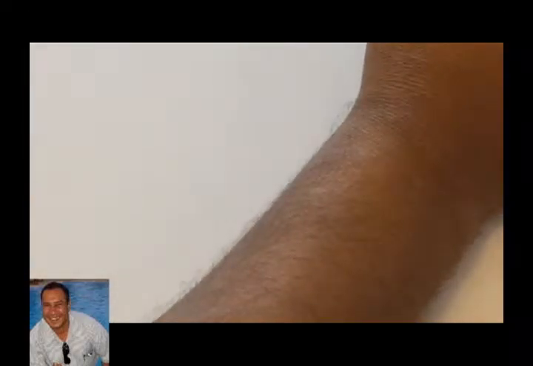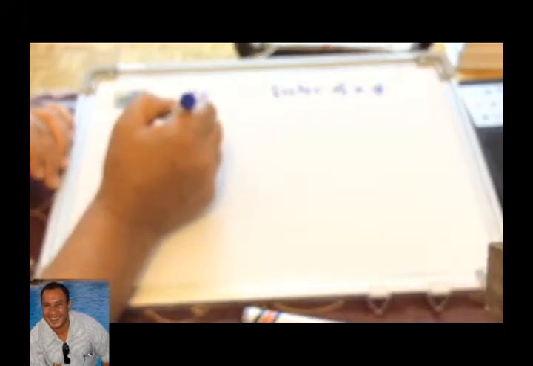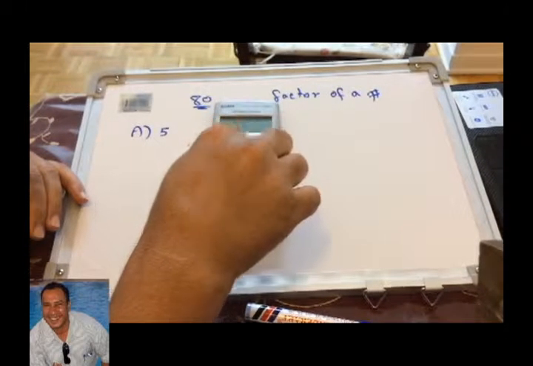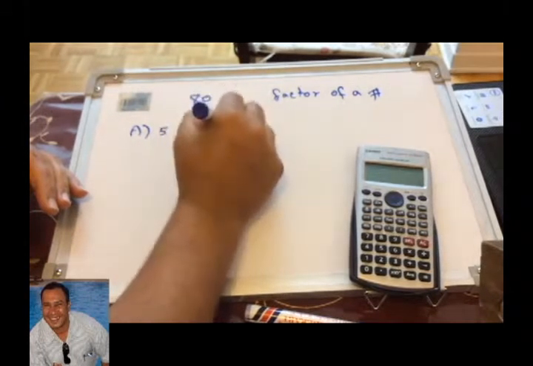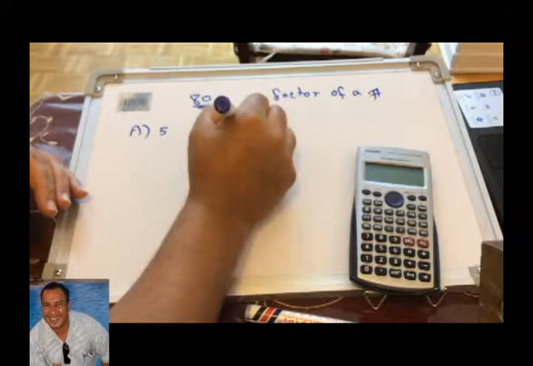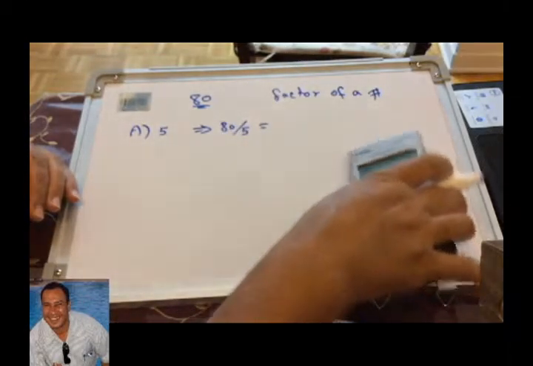Factors of 80. What is meant by a factor? A factor of a number, say 8. If you look at the answers, A is 5. You'll ask yourself, is 80 divisible by 5? Yes. If you want to use a calculator, 80 divided by 5, the result is 16. So this means 80 is divisible by 5 and the result is a whole number, which is 16.